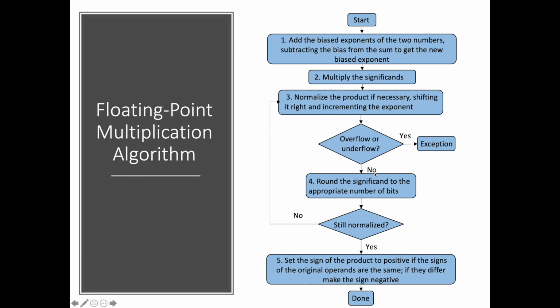If there's no overflow and underflow, then we should round the significand to the appropriate number of bits and check whether the result is normalized. If it is normalized, then we move to the final step, which is to set the sign of the product to positive if the signs of the original operands are the same. If they differ, then we should make it a negative sign.